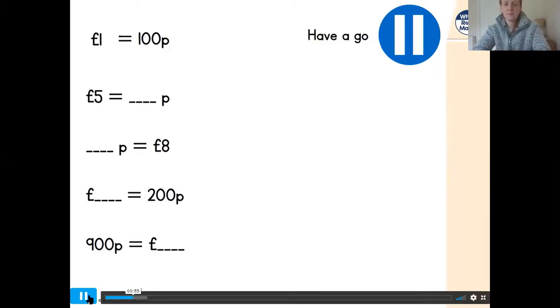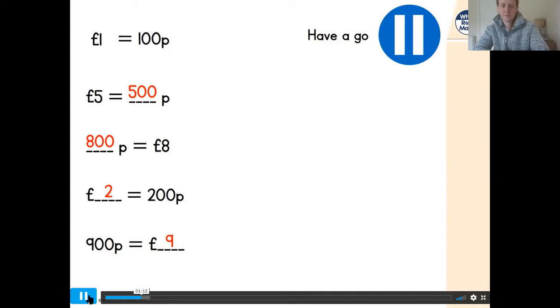Well, £1 is 100 pence. So £5 is 500 pence. £8, well, that would be 800 pence. And the other way around, 200 pence will be £2, won't it? Because 100 pence is £1. And 900 pence will be £9.